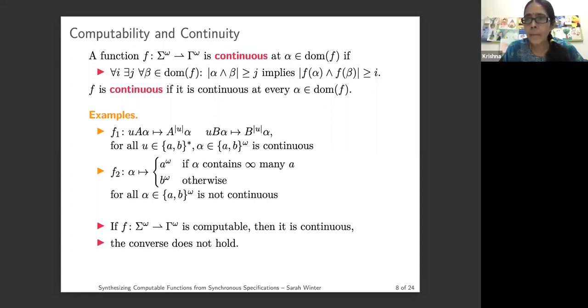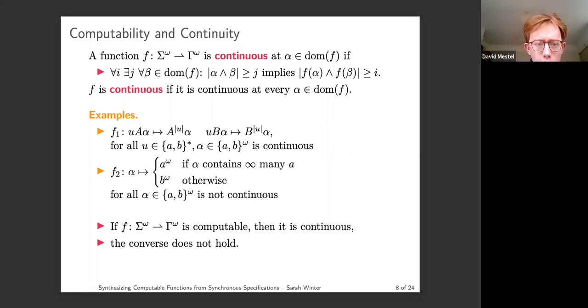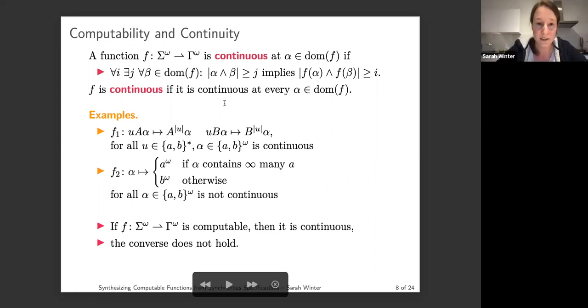Yeah, Sarah, there's another question. Yeah, so David, hi, sorry, I think I must be misunderstanding, but why is your F1 example continuous? Aren't your two example inputs, u A alpha and u B alpha, able to have a very long shared prefix, but their outputs don't have any common prefix, because one of the outputs starts with A's and the other starts with B's? Yes. So what I take in this definition, I can only compare outputs from the domain. And so I will compare complete.